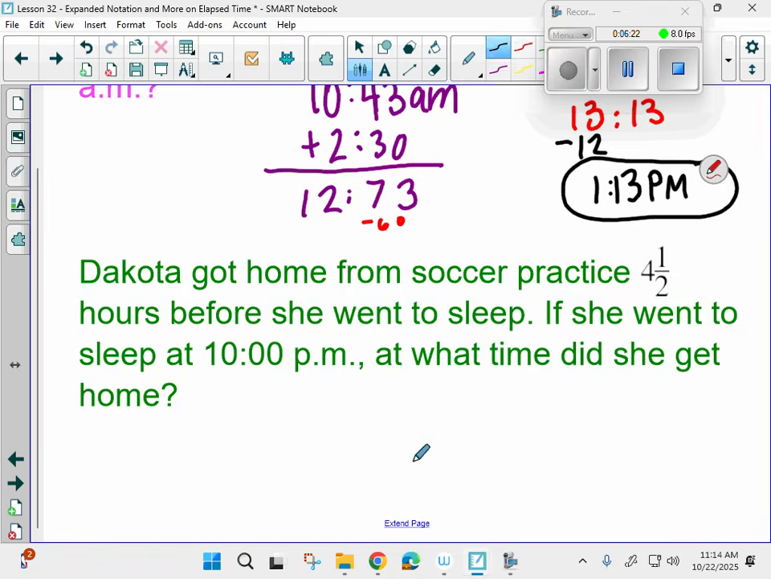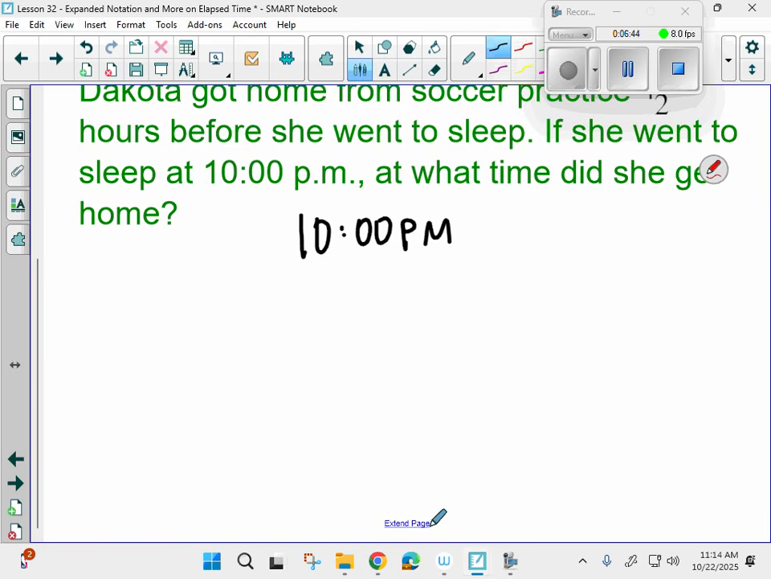Okay, I'm not there yet. Dakota got home from soccer practice 4.5 hours before she went to sleep. If she went to sleep at 10 p.m., what time was it when she got home? Hold on. So it's 10 p.m. and she got home from soccer practice 4.5 hours before she went to sleep. Should I add or subtract? Yeah, I'm going to subtract 4.5, which is 30 minutes, hours.